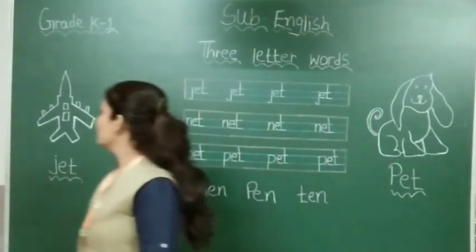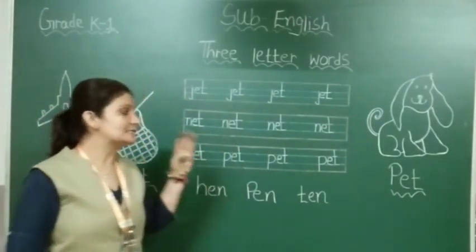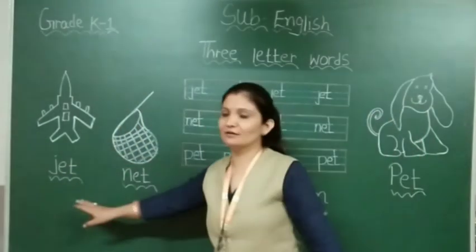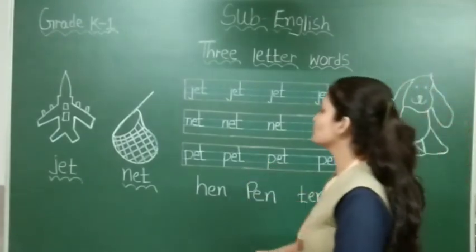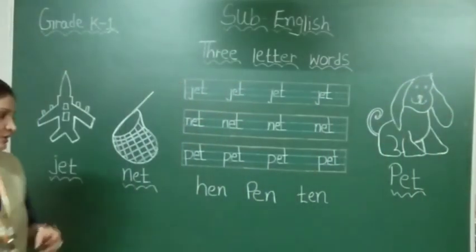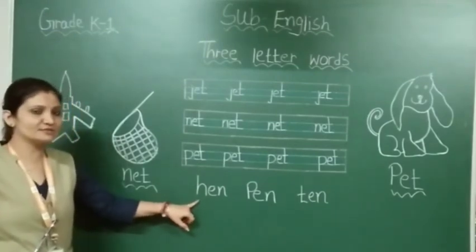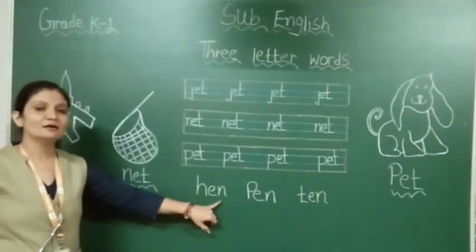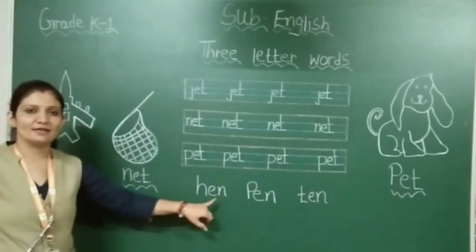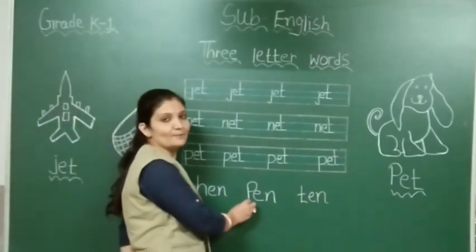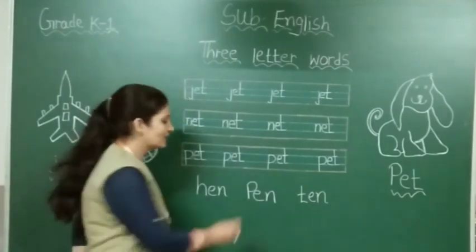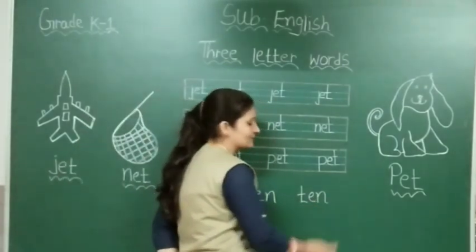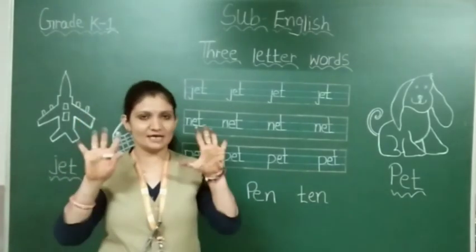Okay. Today I taught you three E sound words. That is jet, net and pet. Let's do revision of the six three letter words of E sound. First is, which letter is this? H. H-e-n, hen. This is called hen. Then second one is p-e-n, pen. Now third one is t-e-n, ten. Okay?